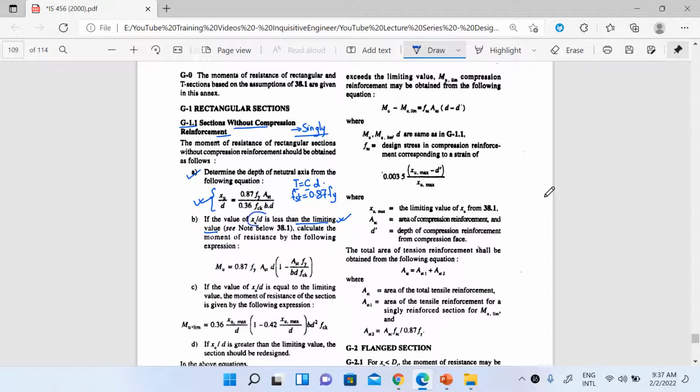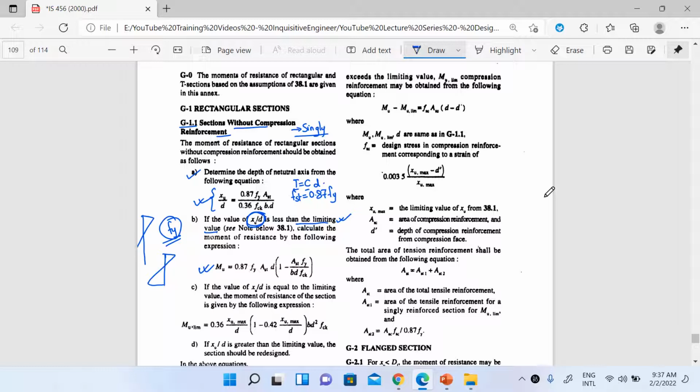This limiting value was based on the value of Fy. We use the similar triangle property in our strain diagram, and then we derive the limiting value of xu by d. So if the value of xu by d is less than that limiting value, we use this formula to calculate the moment of resistance.